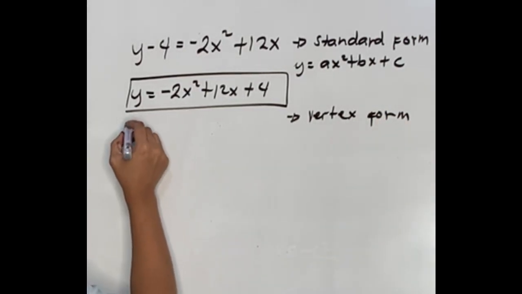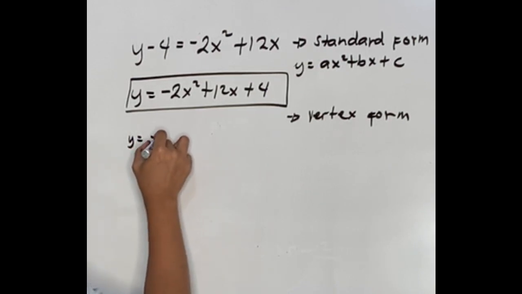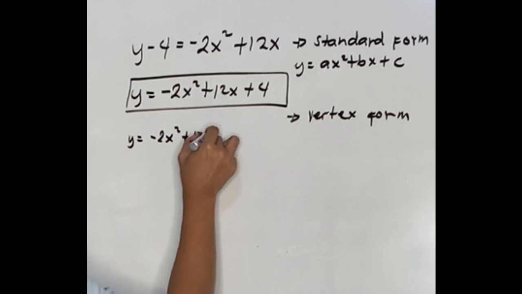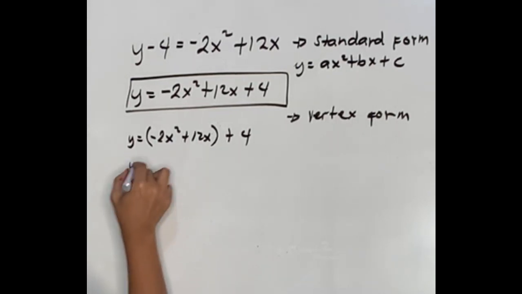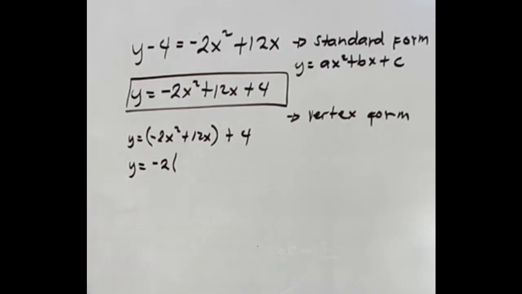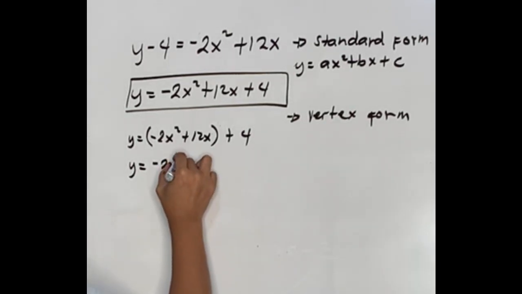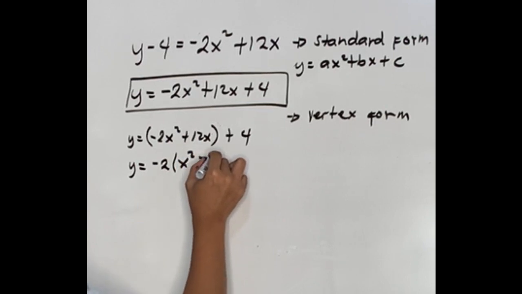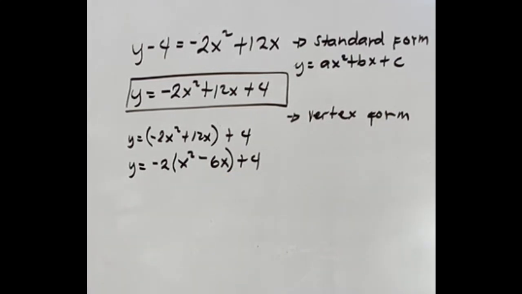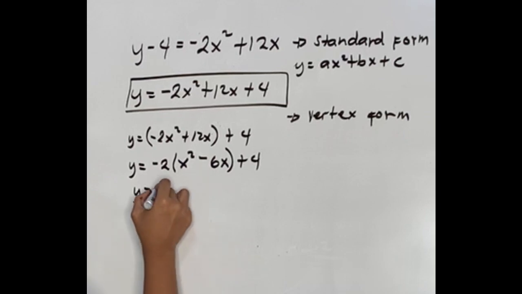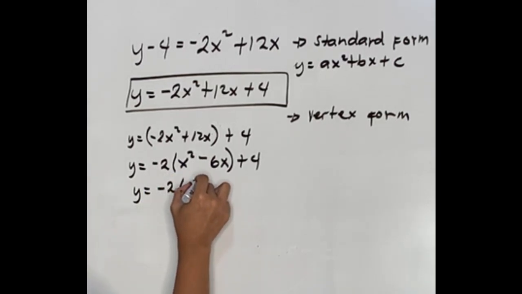From the standard form, we need to regroup the two binomials, which is negative 2x squared plus 12x, plus 4. We need to factor out the coefficient of x squared, which is negative 2, in the group. So you will have negative 2, and to factor that out, we need to divide the terms negative 2x squared plus 12x by negative 2. So therefore, you will have x squared minus 6x, plus 4. Continuing our solution, we will have y is equal to negative 2 times the quantity x squared minus 6x.